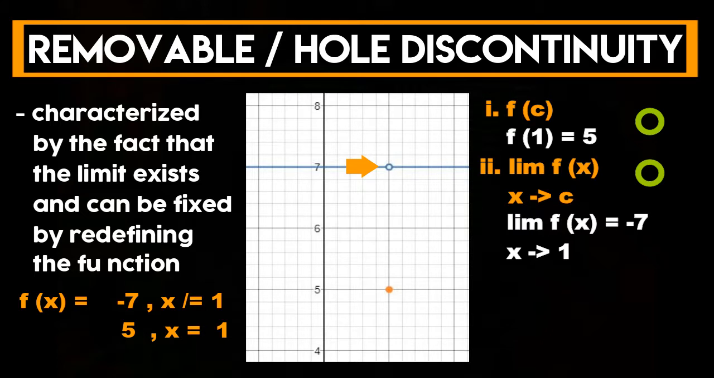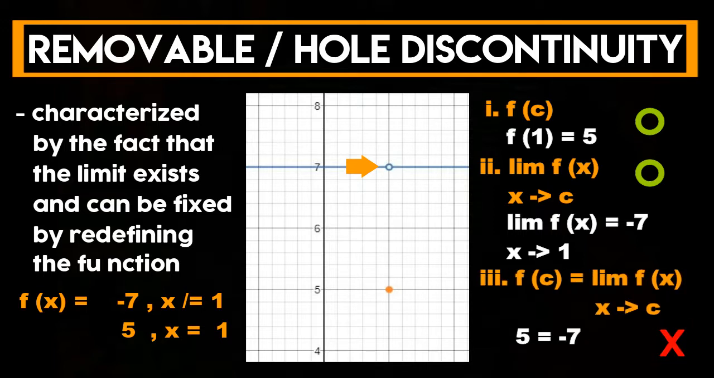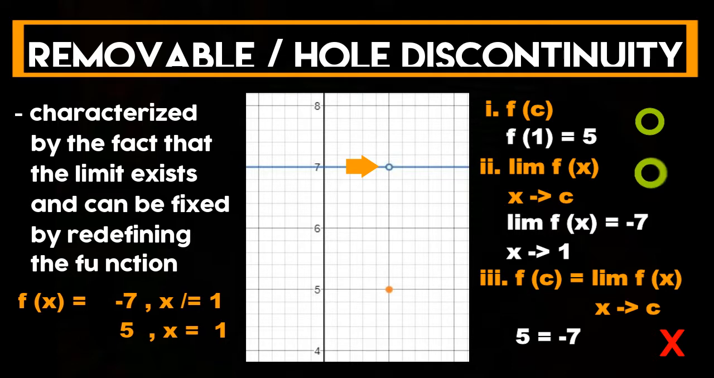As you can see, there is a hole present in the graph, hence the name hole discontinuity. This can easily be redefined by letting f of 1 be equal to negative 7. Now, both f of c and the limit of f of x as x approaches c exist. The only problem is that these two statements are not equal, so we can say that the removable or hole discontinuity only satisfies the first two conditions.